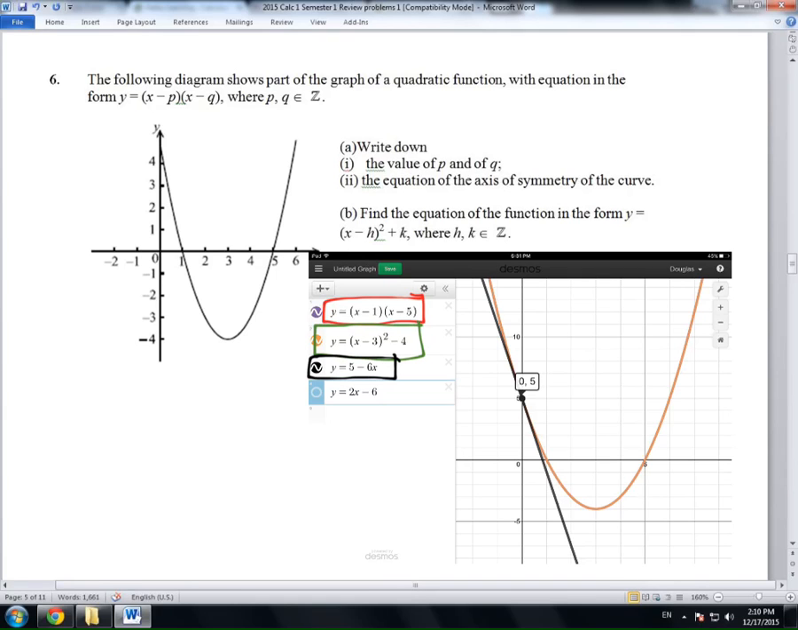Excuse me, all of this can be verified. Here are both equations, and I see only one graph, which means both of these equations represent the same parabola. I also see the tangent line, 5 minus 6x, is indeed tangent to the curve at the point (0, 5). So, work done.